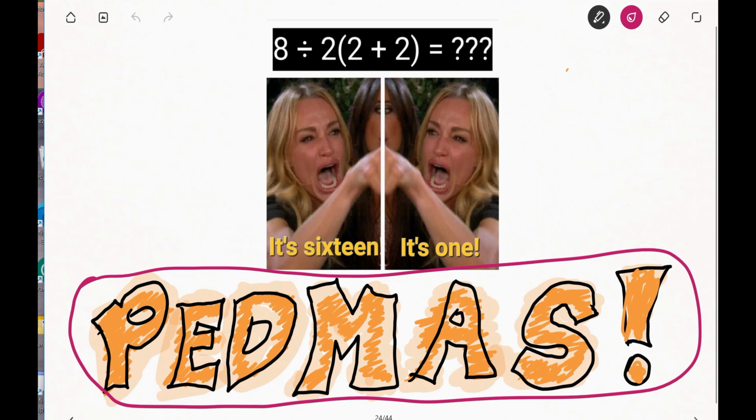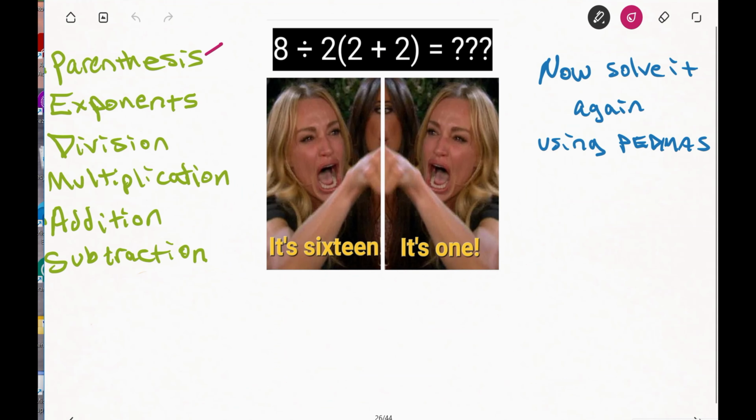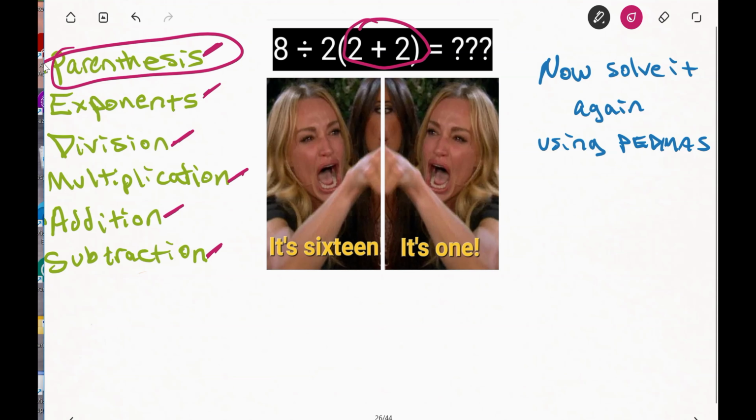Why? Because of PEMDAS. So now that we know you do anything inside the parentheses first, then any exponents, then any division and multiplication, then any addition and subtraction, let's solve it again using PEMDAS. Well, it says we have to do parentheses first, so that means we have to take this 2 plus 2 first. So 2 plus 2 is 4. So now we have that 4 in parentheses. I'm going to bring this down here.